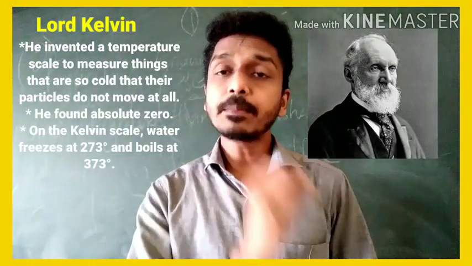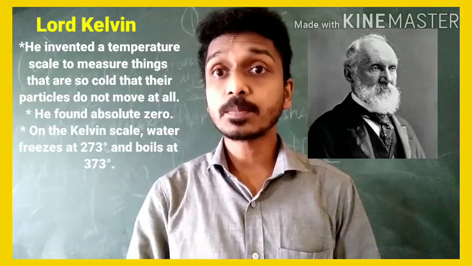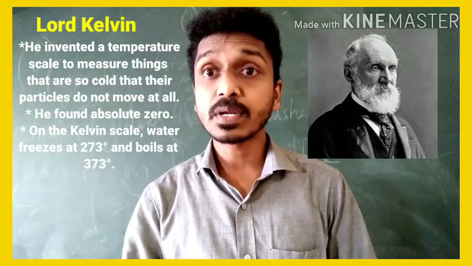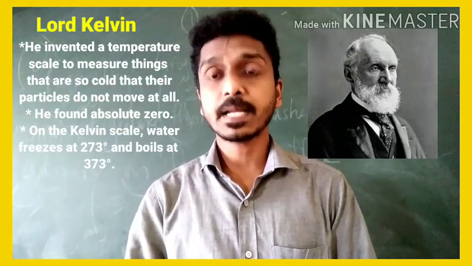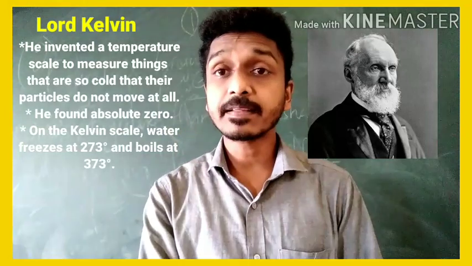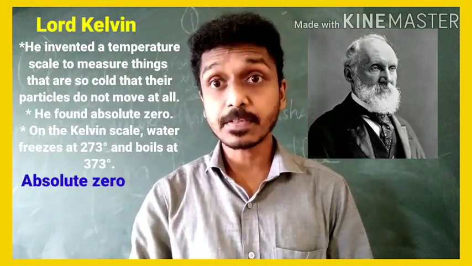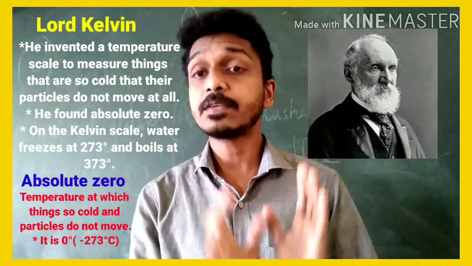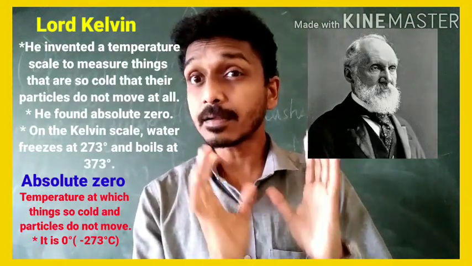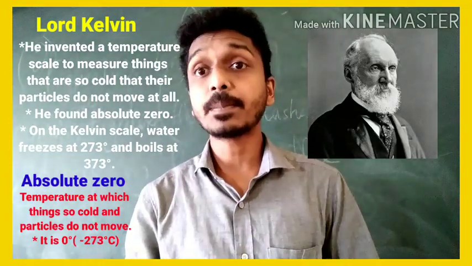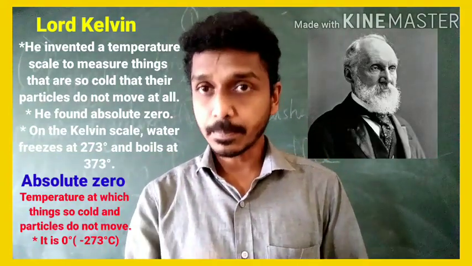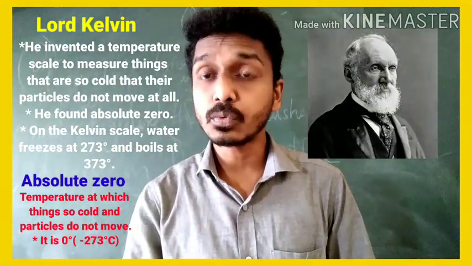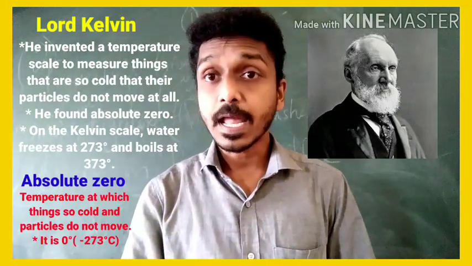Clear? That temperature is only possible at 0 degrees. Cold things always have 0 degree temperature, right? Such a temperature is called absolute zero, my dear. Absolute zero means the temperature at which things are so cold that their particles do not move. That temperature is called absolute zero.